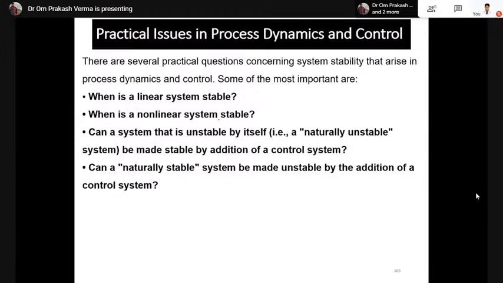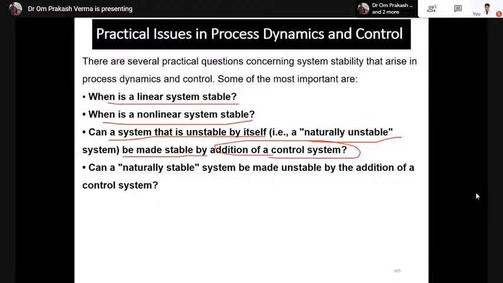Now the control engineers have to give some answers to some classical questions. When is a linear system stable? When is a nonlinear system stable? Can a system be unstable by itself, naturally unstable? Is it possible to make an unstable system stable using a control system, or can a naturally stable system be made unstable?